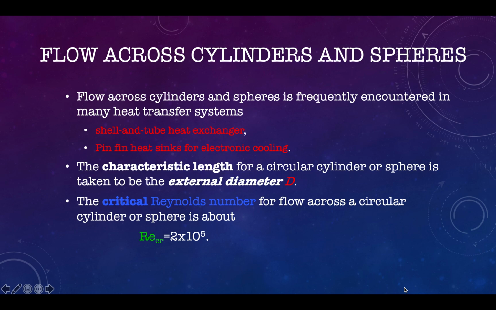In order to determine the Reynolds number for a cylinder and sphere, you have to change the characteristic length in the Reynolds number equation into the external diameter. I will explain that after this. The critical Reynolds number for flow across a cylinder and sphere is about 2 times 10 to the power of 5. So let's take a look at the equation for Reynolds number.